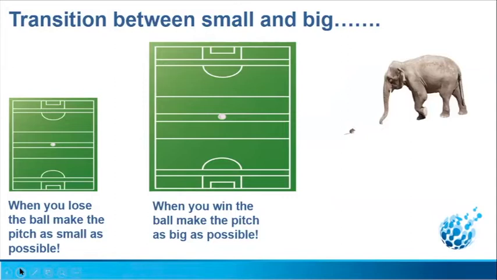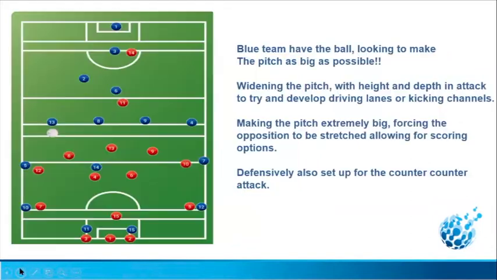But you can make the pitch smaller by how you play. And you can make the pitch bigger by how you play. So how do you do that? Well, here's a couple of examples. Okay, so Blue team have the ball, okay, and they're looking to make the pitch as big as possible. So by widening the pitch, by creating a bit of height, a bit of depth, okay, what they're trying to do there is they're trying to develop some driving lanes for people to run into, okay, or to try and manipulate and create kicking channels. Making the pitch extremely big, you're forcing the opposition to be stretched, and you're allowing for scoring options.